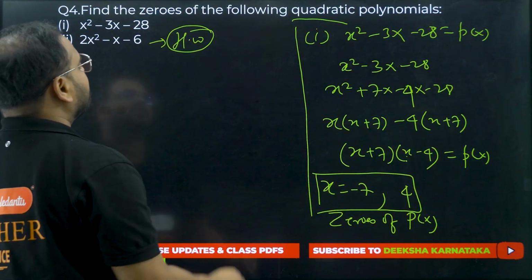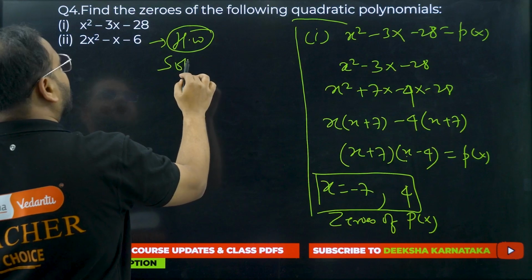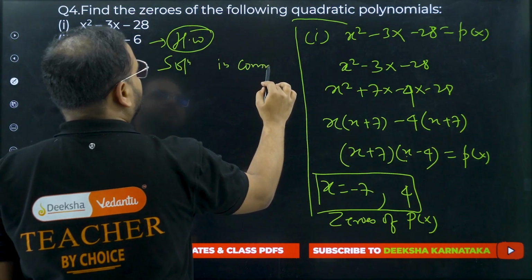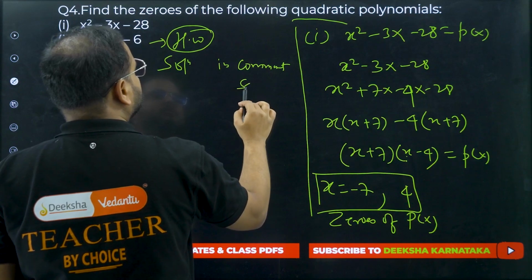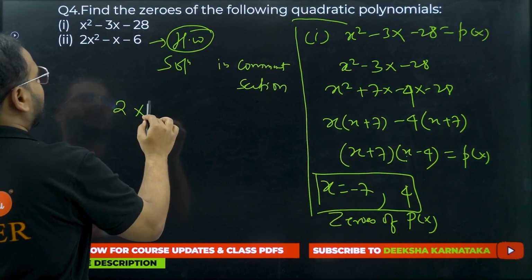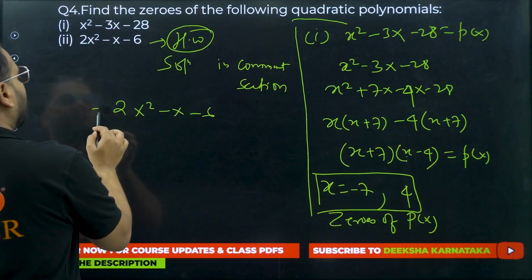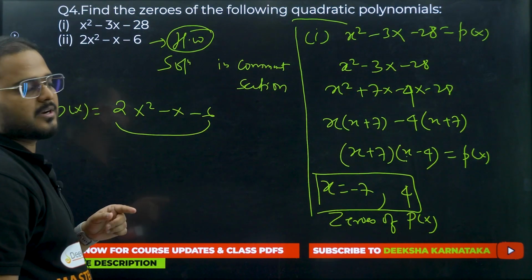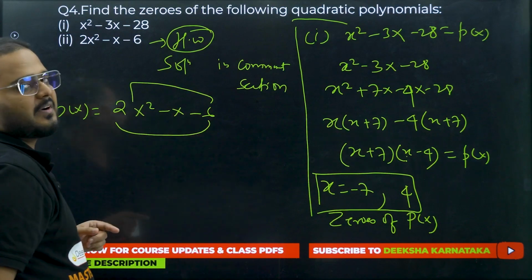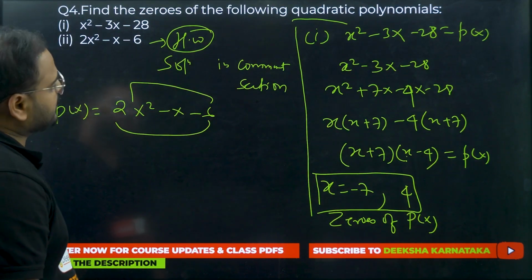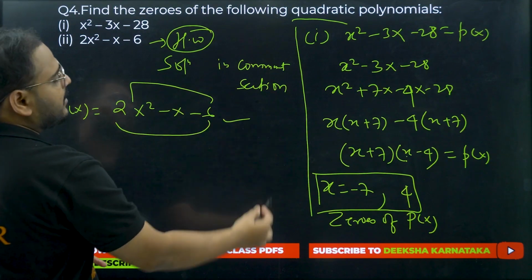Same way, this is going to be your homework. Please solve this and give me the answer in the comment section. I'll give you a hint. 2x square minus x minus 6 is there, no? For p(x). Just factorize this. Just factorize it using split the middle term. Multiply the last two, you get the factors. Okay. I think 4x, 3x will come. Please solve it. Minus 4x plus 3x would come. Solve it and give me the answer for this.